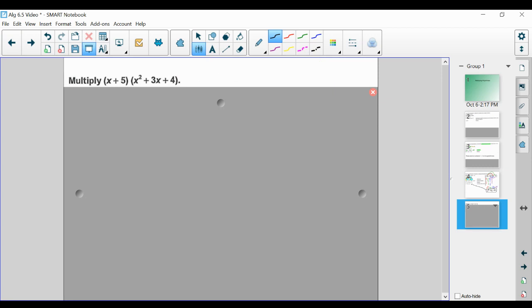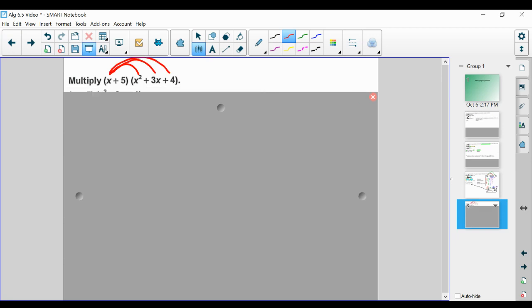So in here, if we're multiplying x plus 5 times x squared plus 3x plus 4, essentially what we are going to be doing is we're going to be taking this x, sending it to all 3, and then taking the 5 and sending it to all 3. That's essentially what we are going to be doing. And we're going to rewrite it as we go and then simplify.